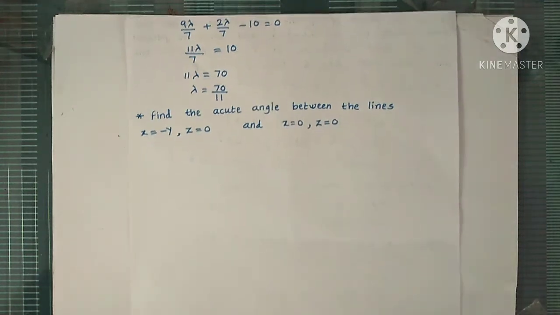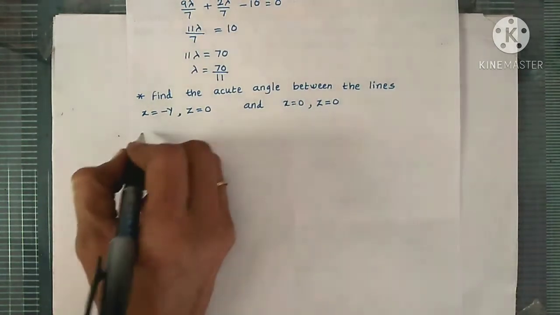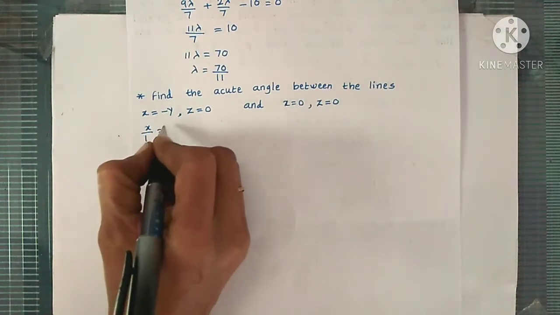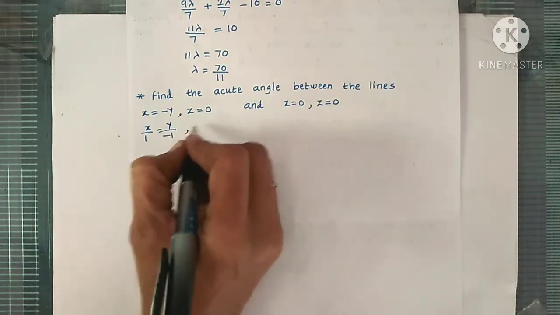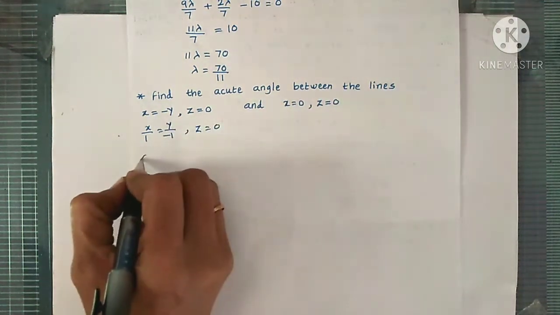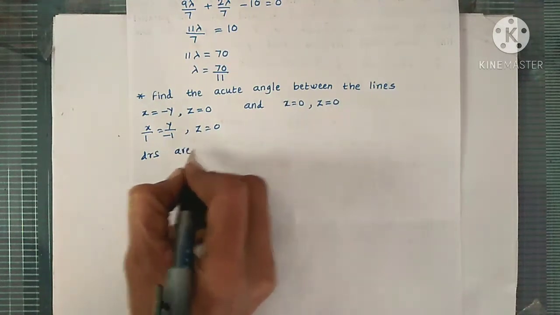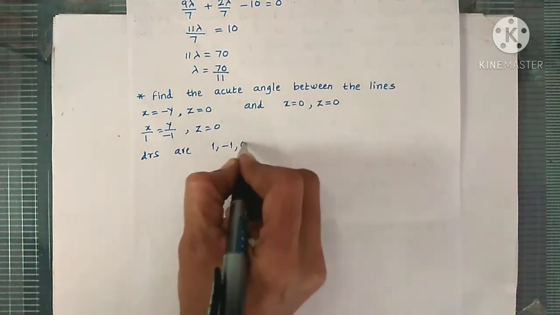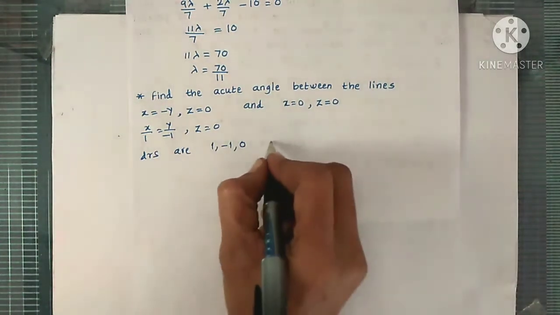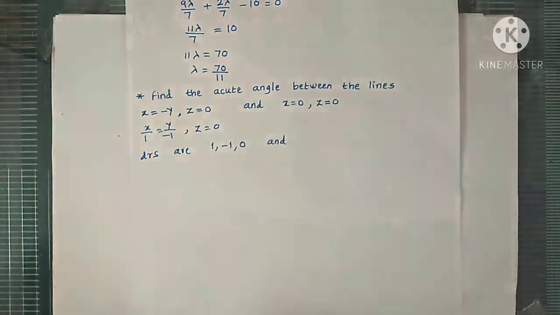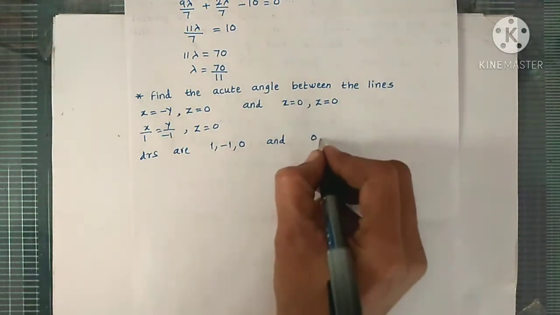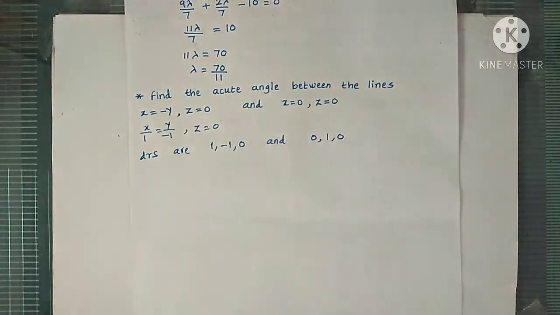So let's write the direction ratios first. Here we have x upon 1 equal to y by minus 1, z equal to 0. So the direction ratios are 1, minus 1, 0. And the direction ratios of the second line are 0, 1, 0. Why is it 1 in between? You can take any number, but we can divide all the three numbers by that number only. So we can write it as 0, 1, 0.